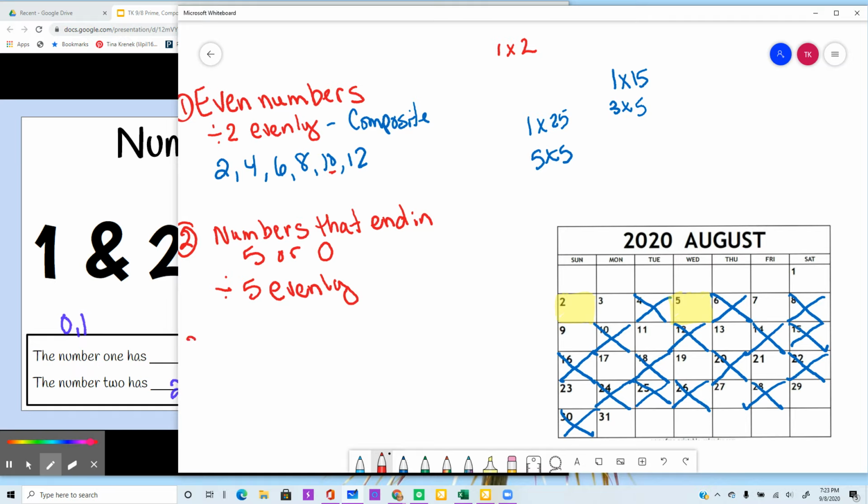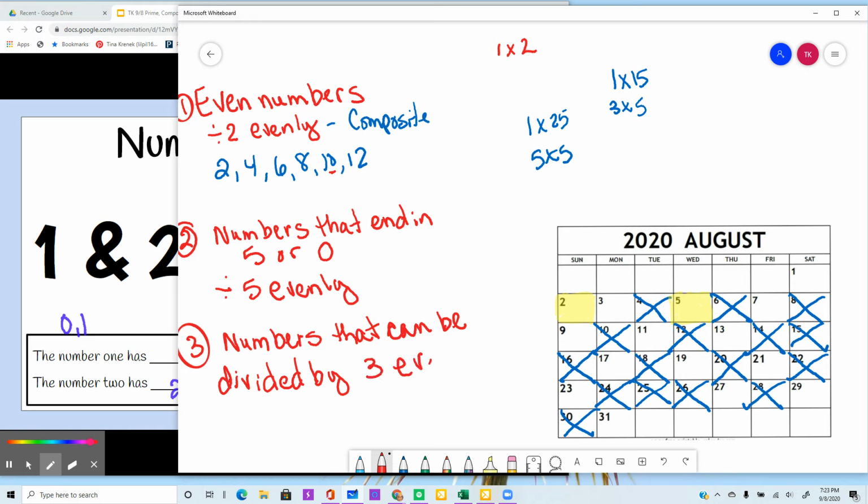And then our third rule that we're going to discuss today, numbers that can be divided by 3 evenly. I might just change this to the division symbol. So again, we have a few exceptions. 3 has the only factors of 1 and 3.